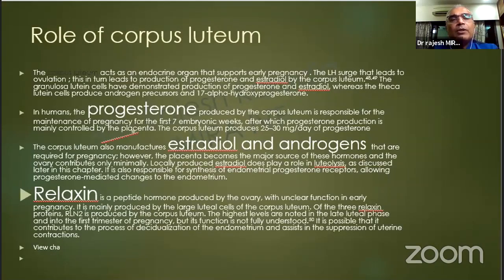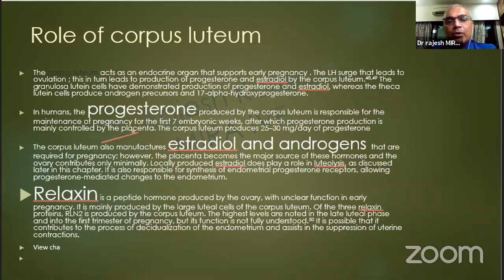So what is the role of the corpus luteum? We all believe that primarily it is related to progesterone and estradiol. Not only that, there is a very important hormone named relaxin, which is a peptide produced by the ovary with unclear function in early pregnancy. It is mainly produced by the large luteal cells of the corpus luteum. And of the three relaxin proteins, RLN2 is produced by the corpus luteum. Highest levels are noted in the late luteal phase and into the first trimester of pregnancy. But its function is not fully understood.